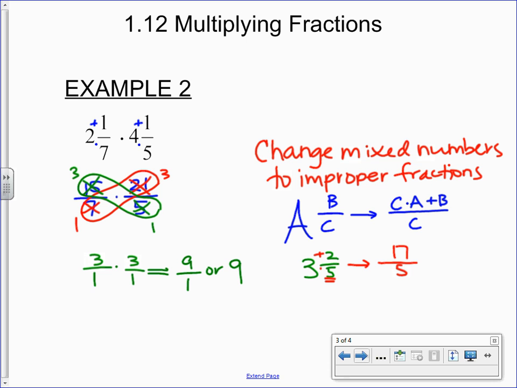Now this one, it's a little bit easier to check the reasonableness, because if we go back and look at the original, we've got 2 in a fraction times 4 in a fraction. Well, 2 times 4 is 8, so we know it has to be more than 8. And 9 is pretty close to that. So I think our answer is very reasonable and correct.